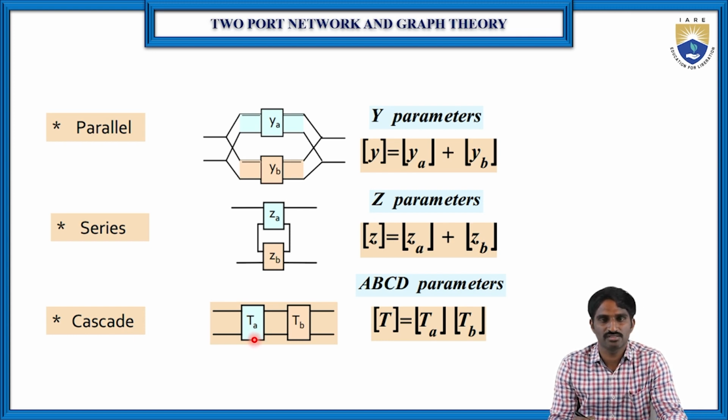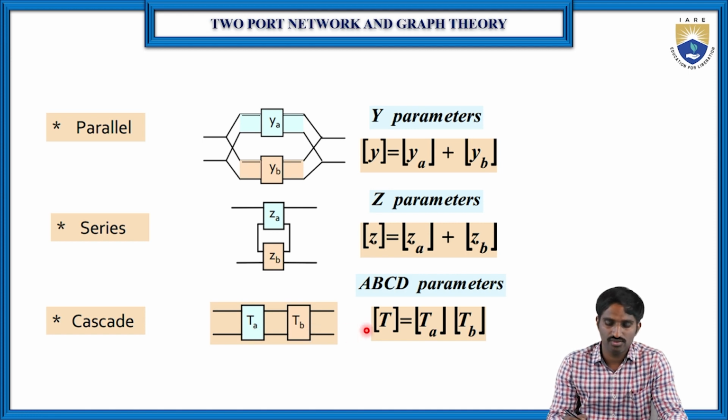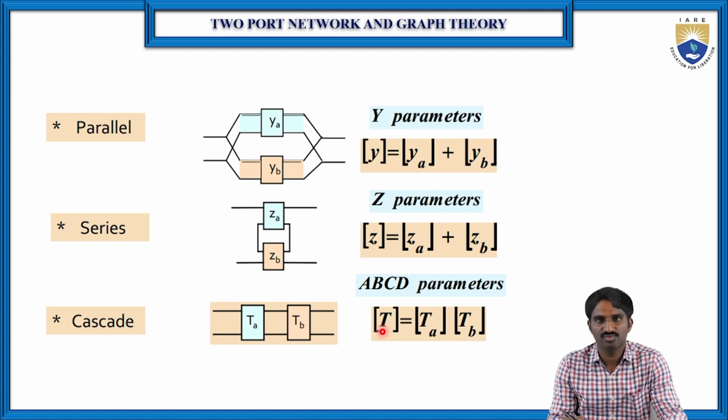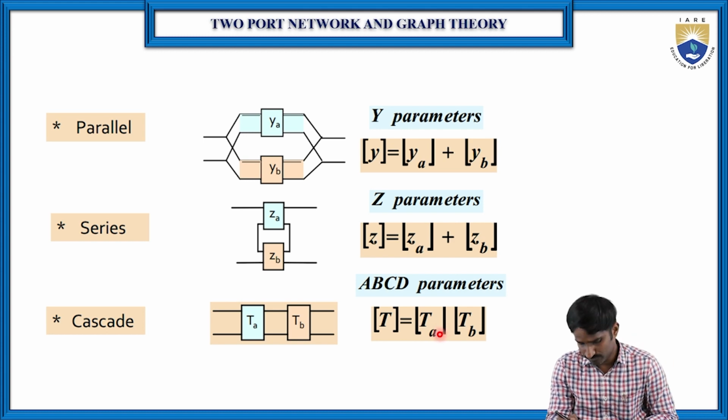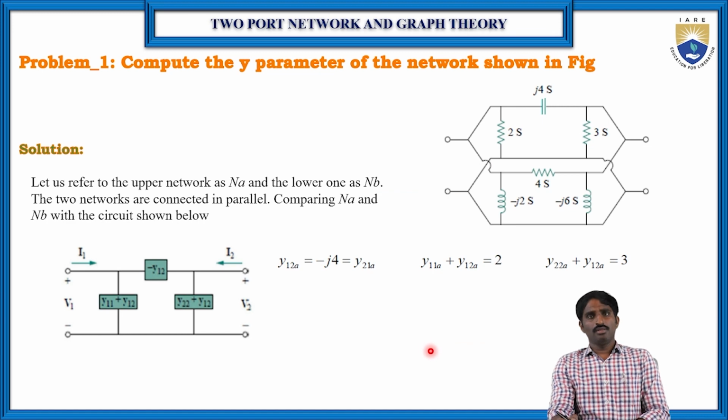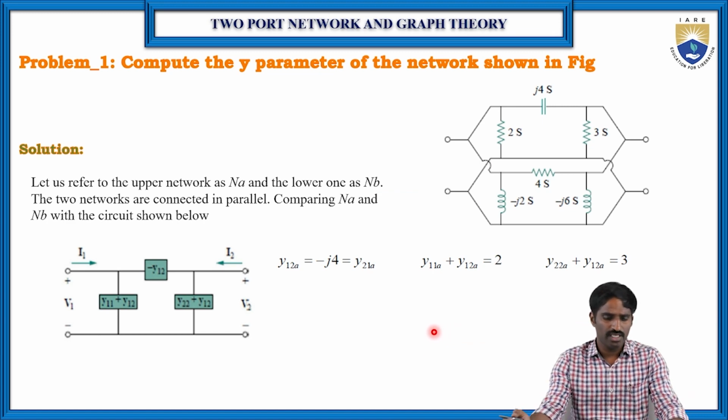And when coming to the cascade connection, the best suitable network parameters are the transmission network parameters. So for these transmission parameters TA and TB, the resultant transmission parameters is equal to the product of the individual network transmission parameters, which are TA and TB, right? Now let us take one numerical problem to understand these networks better.